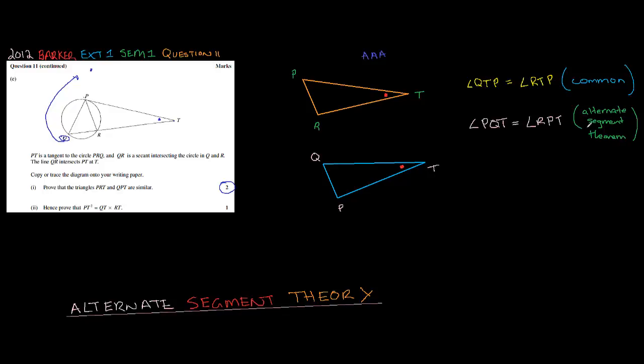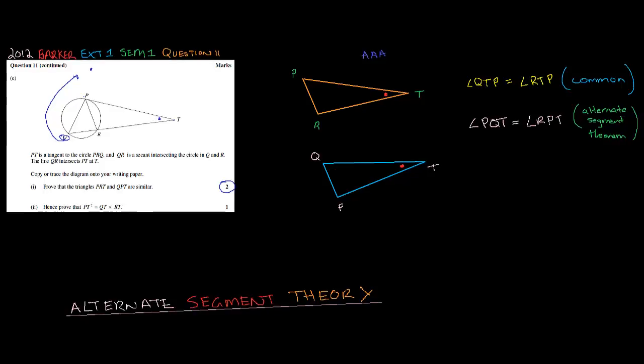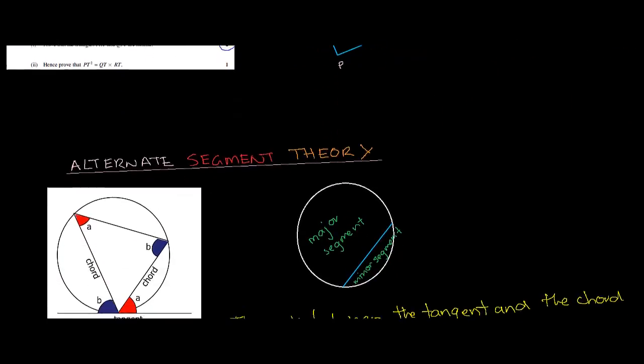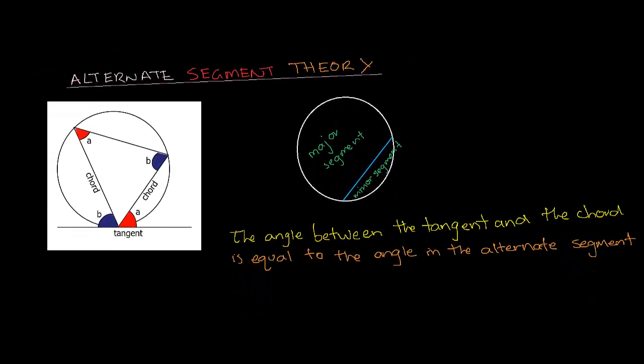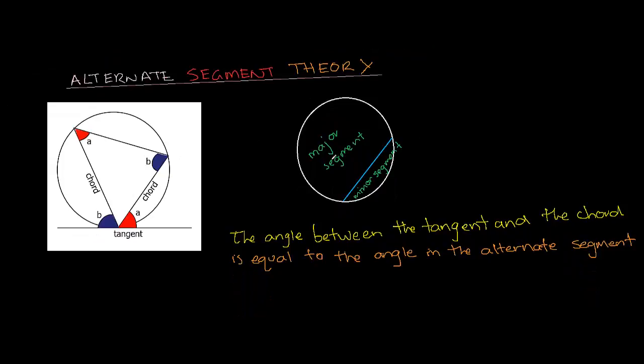This next step is called the alternate segment theorem, and I've got to talk about now what that actually means. So this is the general theorem. Say you've got a circle here, and there's a tangent, which means it just touches the point on the circle and keeps on going. Then the angle between the tangent and the chord, so that's this red one, is equal to the angle in the alternate segment, which would be this one over here, A.